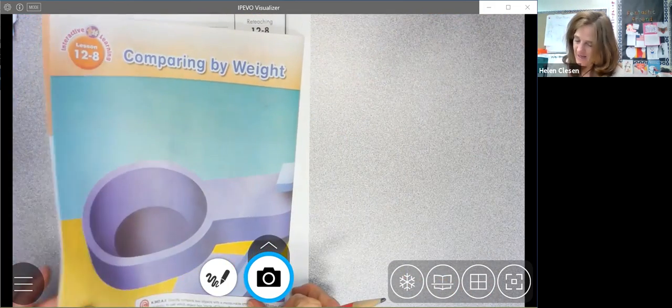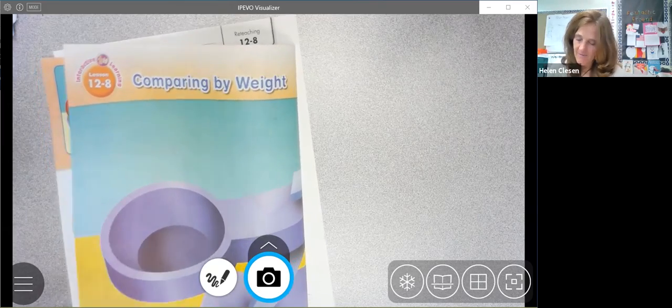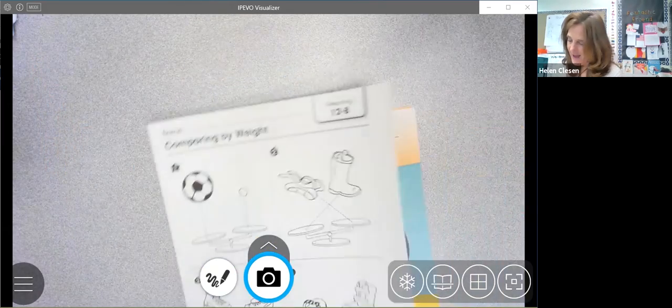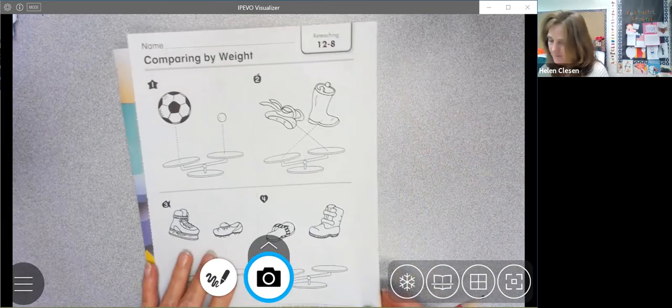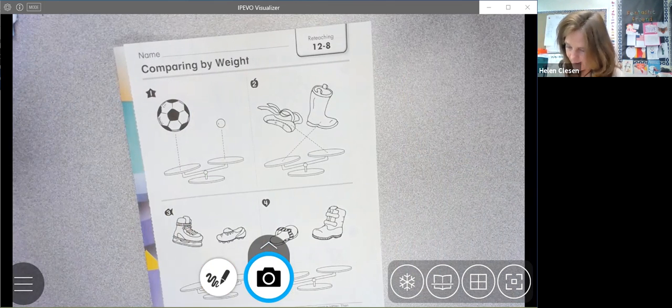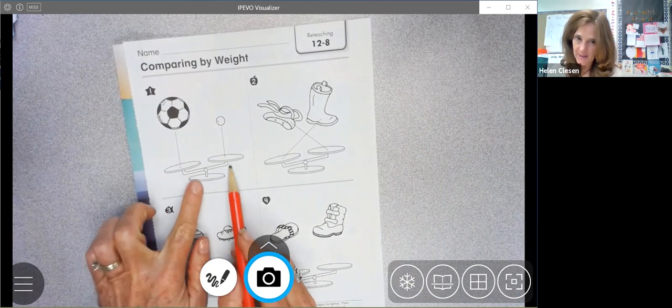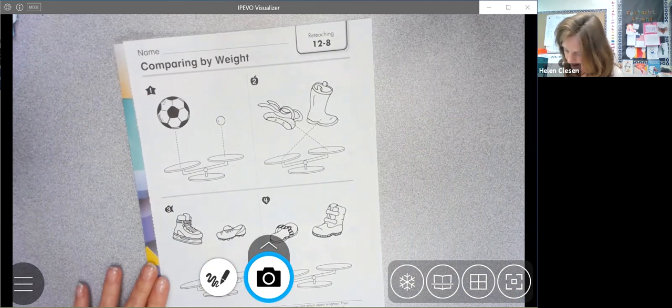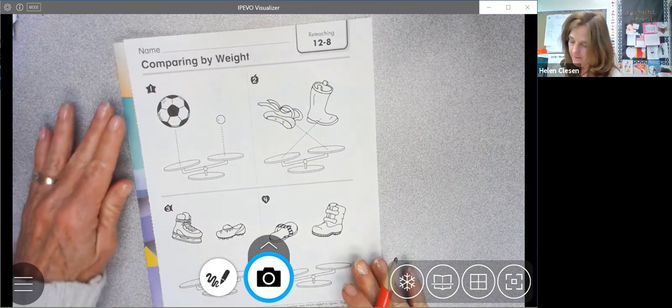Okay, friends, today you compared objects, heavy and light. So on your math workbook, page 12-8, you are going to be comparing an object with its weight. So here's the balance scale, like you saw in the video. Have children look at the objects and decide which object is heavier and which object is lighter. Then have them match the heavier object to the low part of the scale and match the lighter object to the high side of the scale.